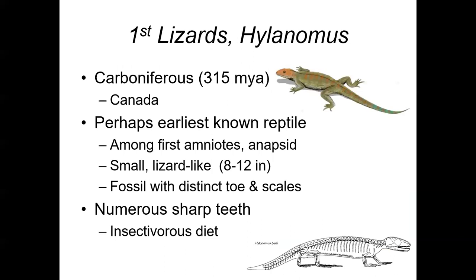So if we look back 315 million years ago, we find our earliest known reptile, and it's known as Hylonomus. It's among the first amniotes. It is an anapsid, small, lizard-like. This fossil has very distinct toes, very distinct scales, and claws. And we think that it has an insectivorous diet, with numerous sharp teeth in the upper and lower mandibles of this particular fossil.